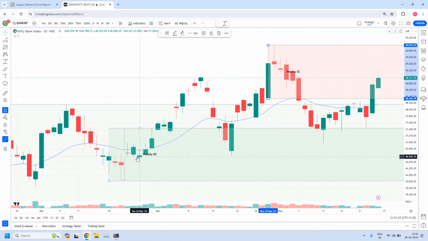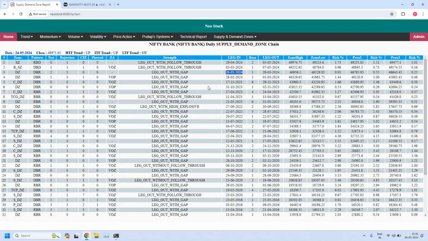So this is the one. You might be wondering, this is a base candle. But actually you add the hidden body. The moment you add the hidden body, this is like a drop candle. Drop, base, rally with again hidden body. Let us check. See here, this is a DBR, drop, base, rally.